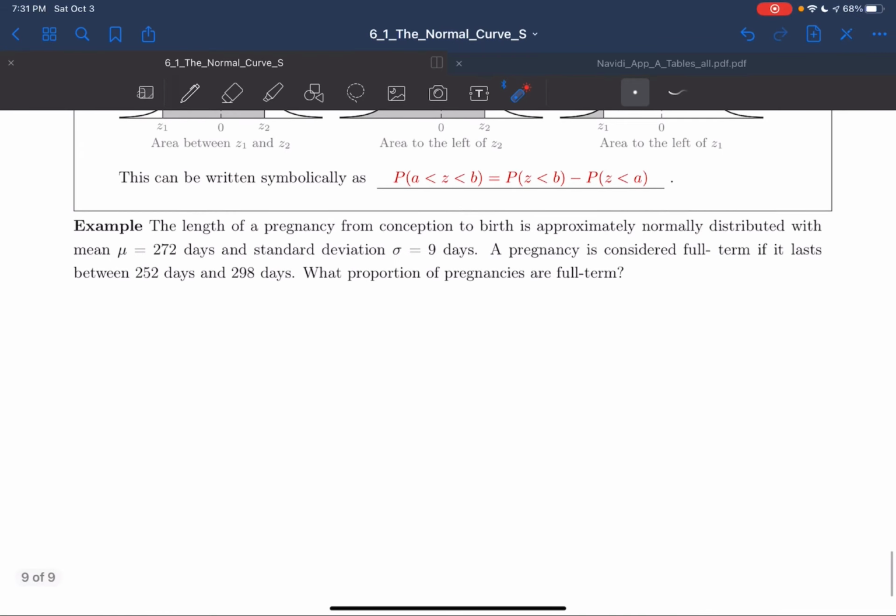So let's do, again, the pregnancy example, because why not? This has a mean of 272 and a standard deviation of 9. The only difference is that here, a pregnancy is considered full term if it lasts between 252 days and 298 days. And it's asking what is the proportion of pregnancies that are full term.